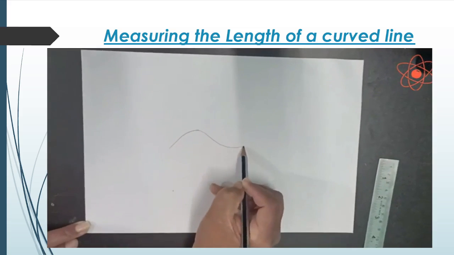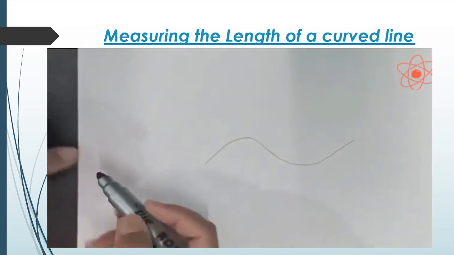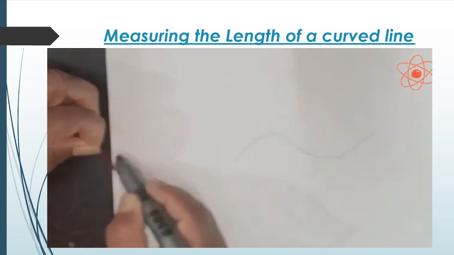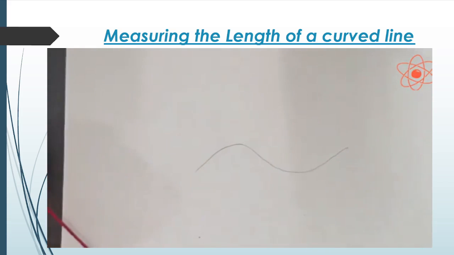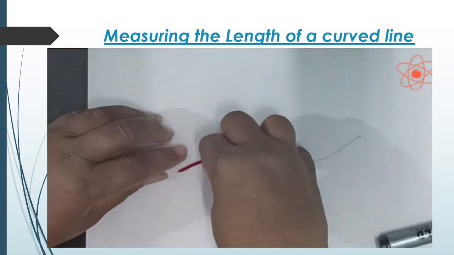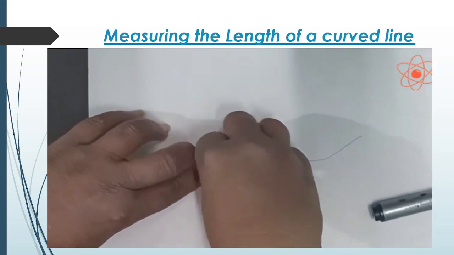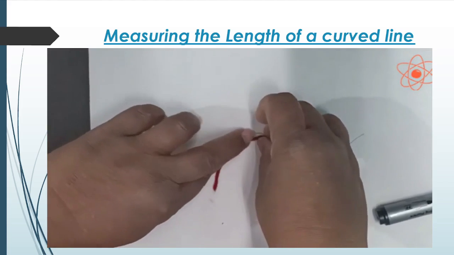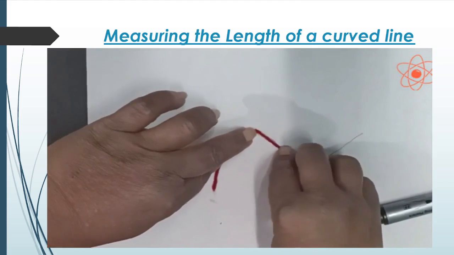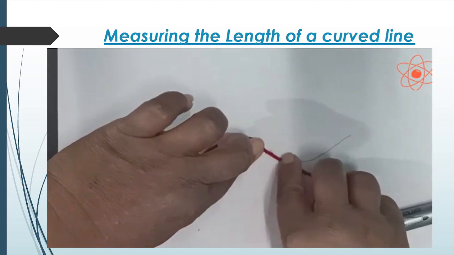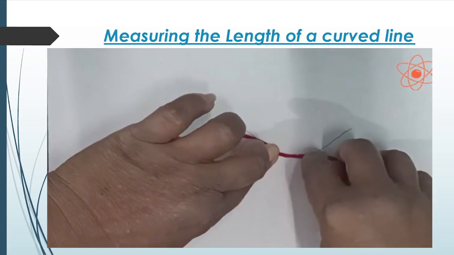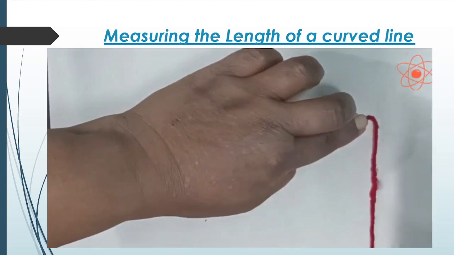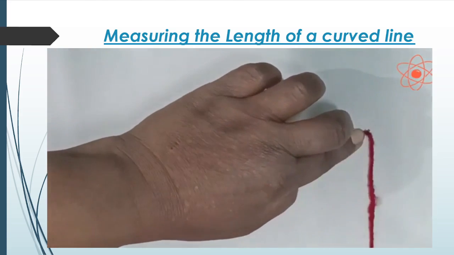Draw a curved line. Take a long thread and put a mark at one of its ends. Place the marked end of the thread at the beginning of the curved line and press it down with your thumb. Trace a small length of the line with the thread. Press the other end of this traced thread with the finger of the other hand. Keep on tracing the entire length of the curved line with the thread.